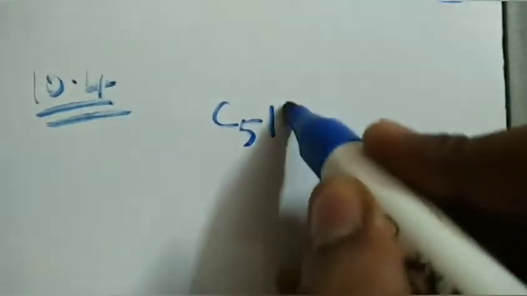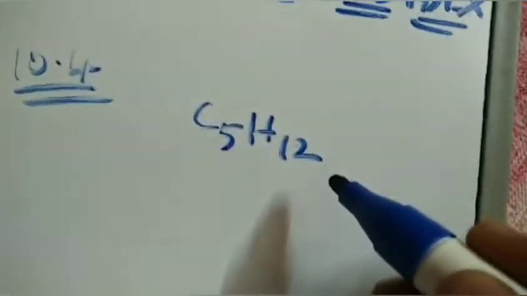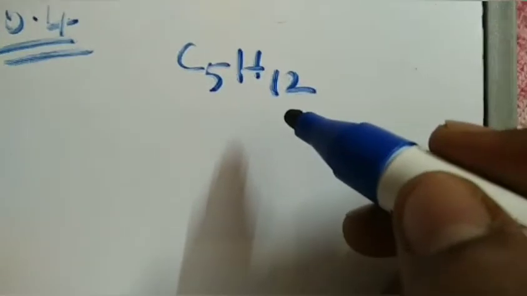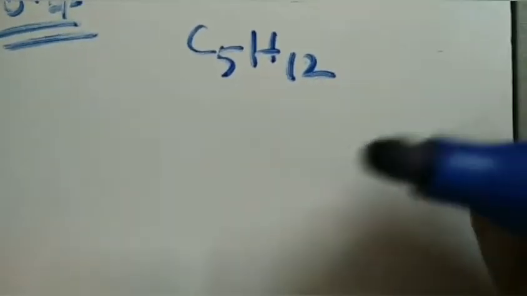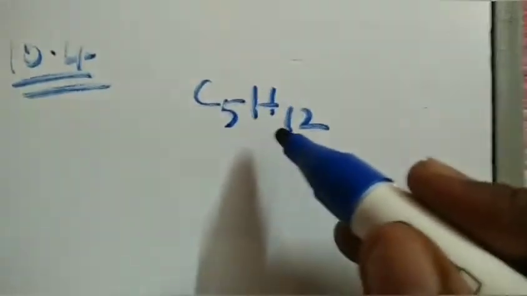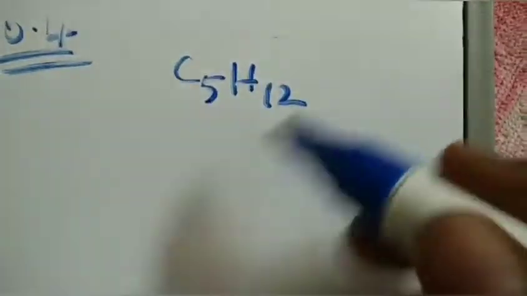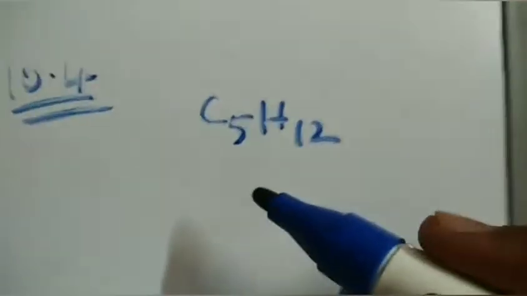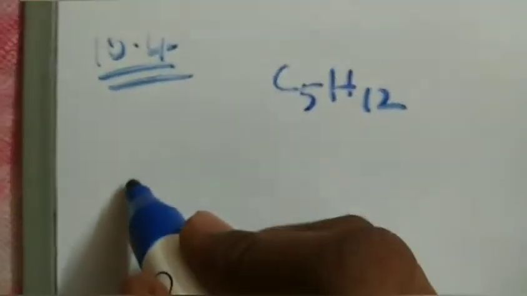Among the isomeric alkanes of molecular formula C5H12, okay, C5H12 is pentane, a 5-carbon alkane. Identify the one that on photochemical chlorination yields a single monochloride. Basically what they're asking, this is one alkane. First we have to write all the isomers of this, then only we can understand. I will just write the isomers.